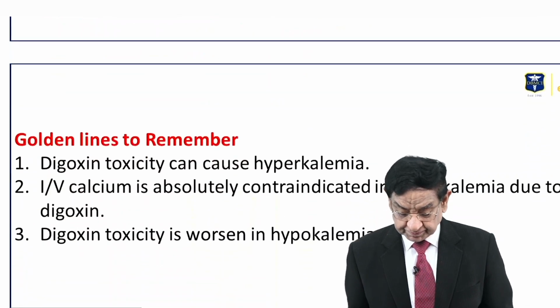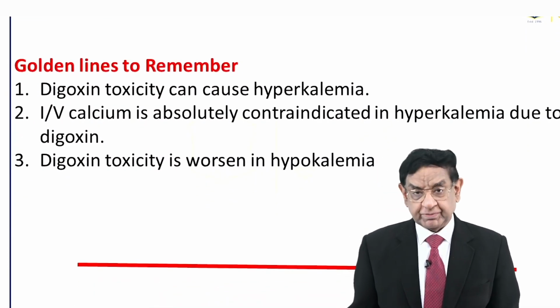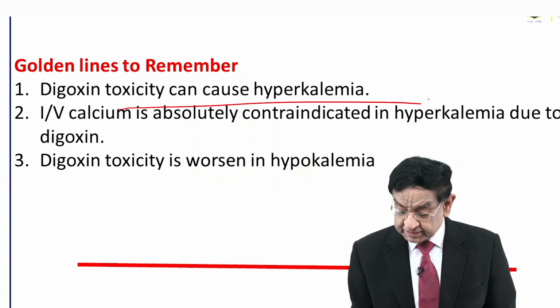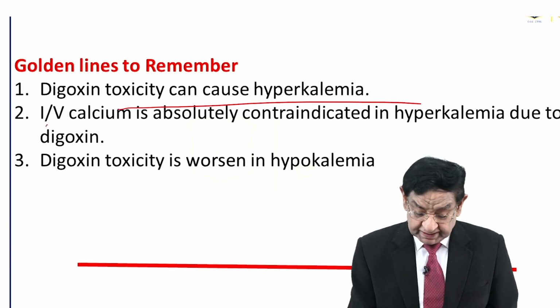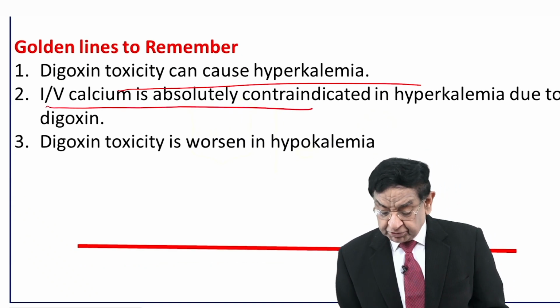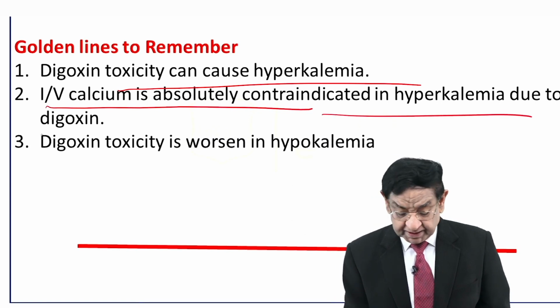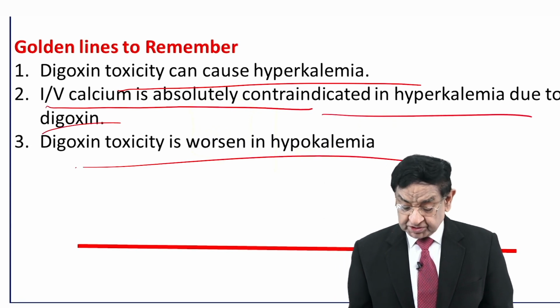Okay. So golden lines to remember: digoxin toxicity can cause hyperkalemia. Intravenous calcium is absolutely contraindicated in hyperkalemia due to digoxin. Digoxin toxicity is worsened by hypokalemia.